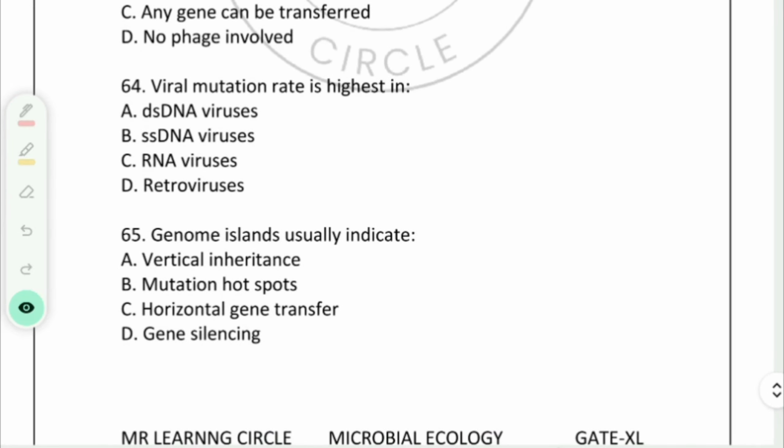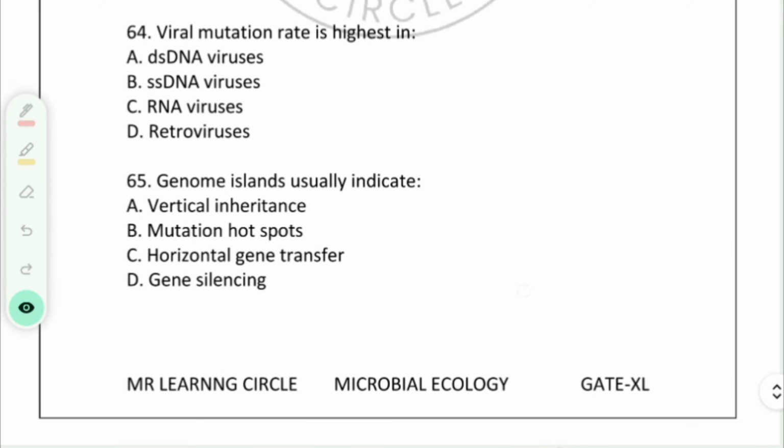Question number 64. Viral mutation rate is highest in. Options are A, double-stranded DNA virus. B, single-stranded DNA virus. C, RNA virus. D, retrovirus. So the correct answer for this question is option C, RNA virus.